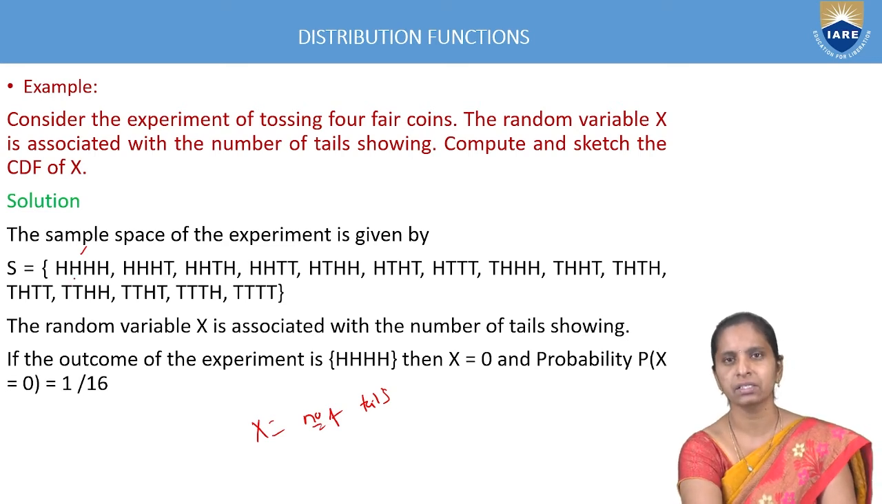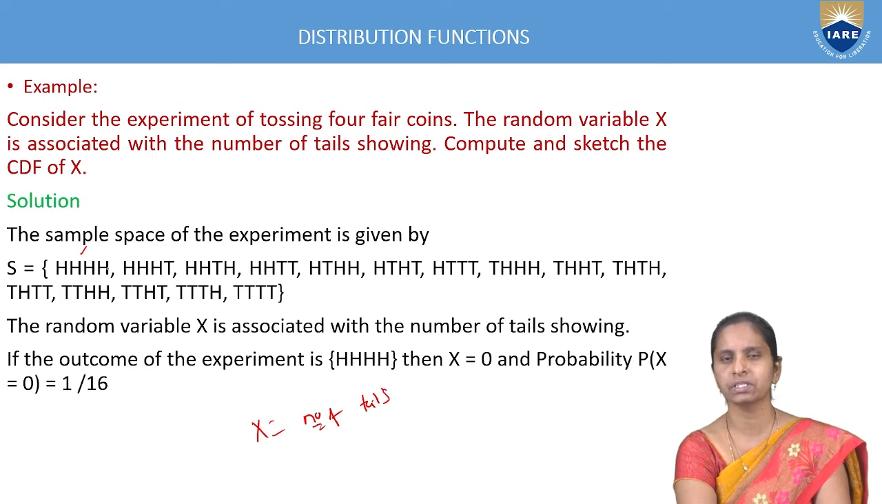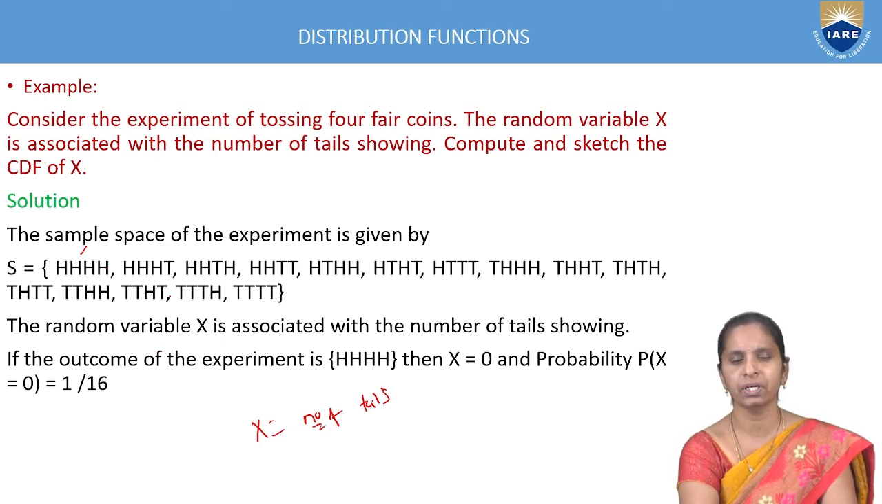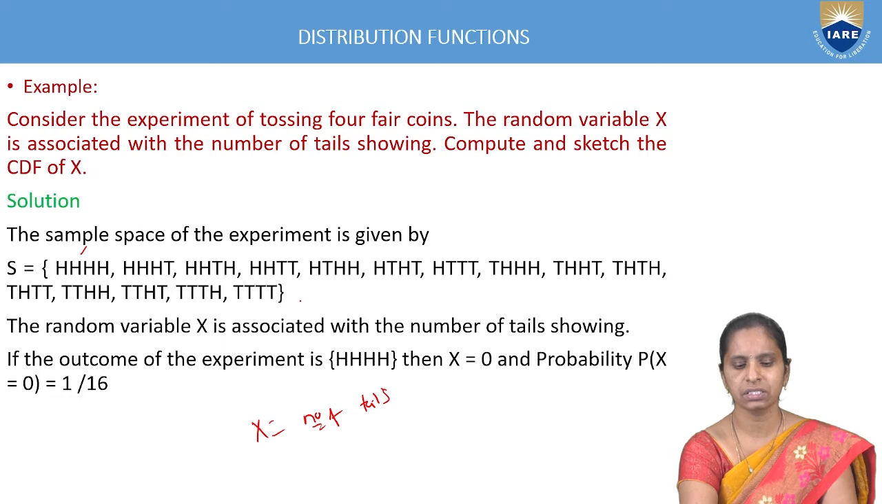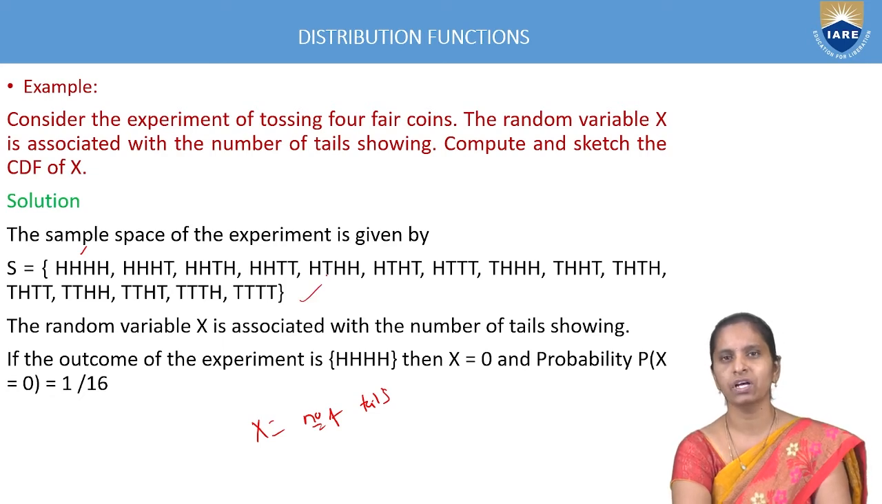Coin I may get head, second coin head, third coin head and fourth coin also head. This is the first possibility. And the next possibility may be first 3 times head and the fourth coin tail. And the next possibility is first 2 coins head, third coin tail and fourth coin head. So like that, this sample space lists all the possible outcomes.